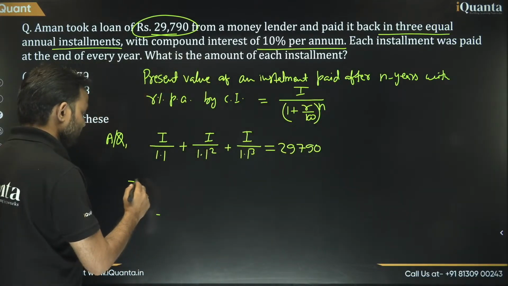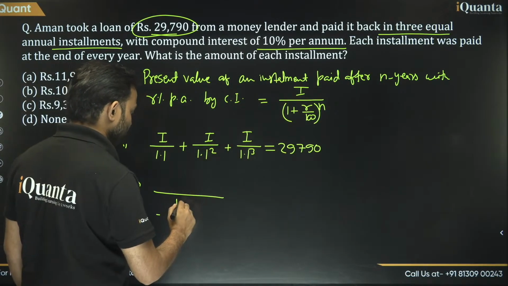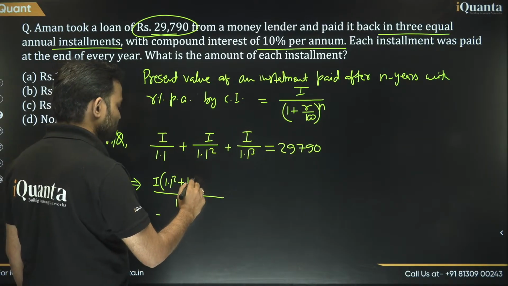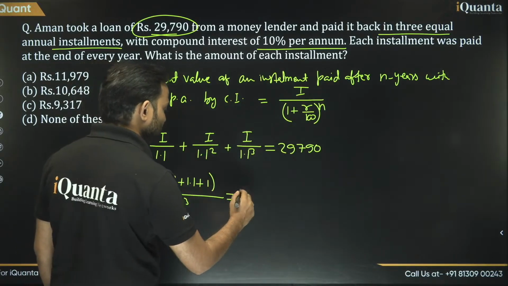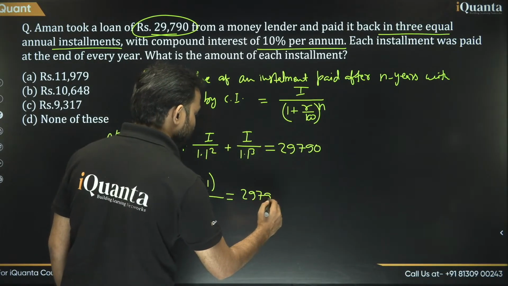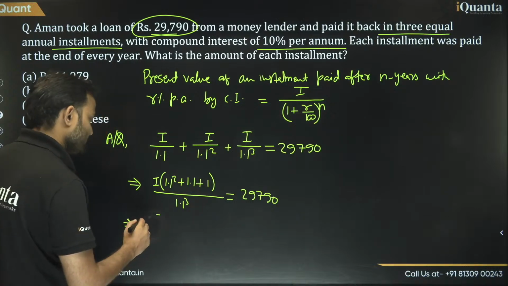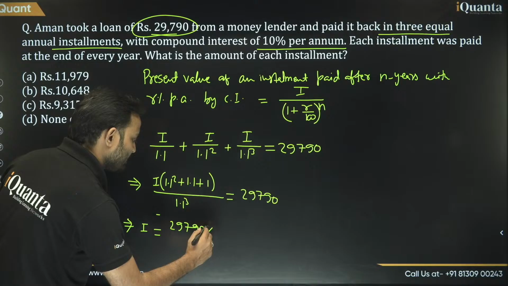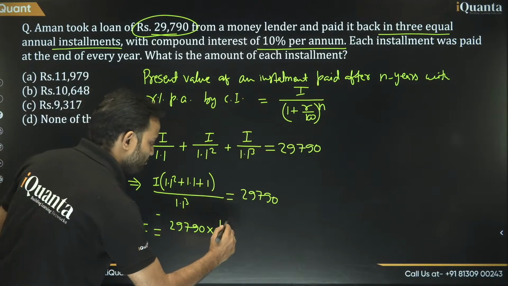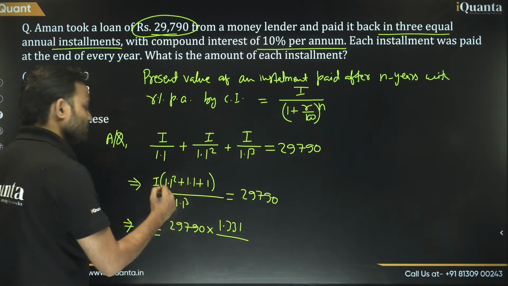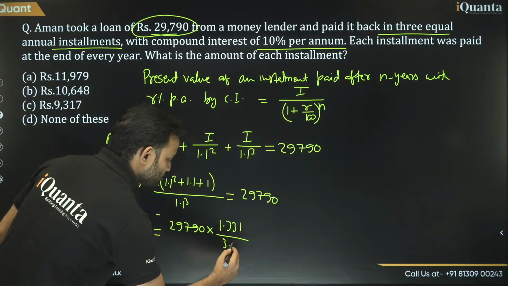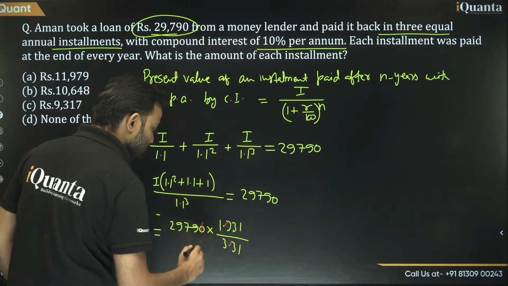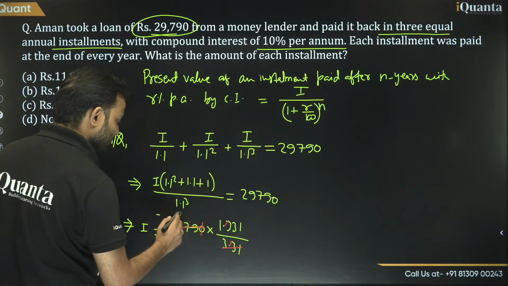29,790. Or we can take common here, 1.1 cube. This will become I into 1.1 square plus 1.1 plus 1 is equal to 29,790. From there, we can say I will be equal to 29,790 into 1.1 cube is 1.331, and this will be equal to 3.31. Now, if you remove the decimal, this 0 will be cancelled out. This is 9 times this.